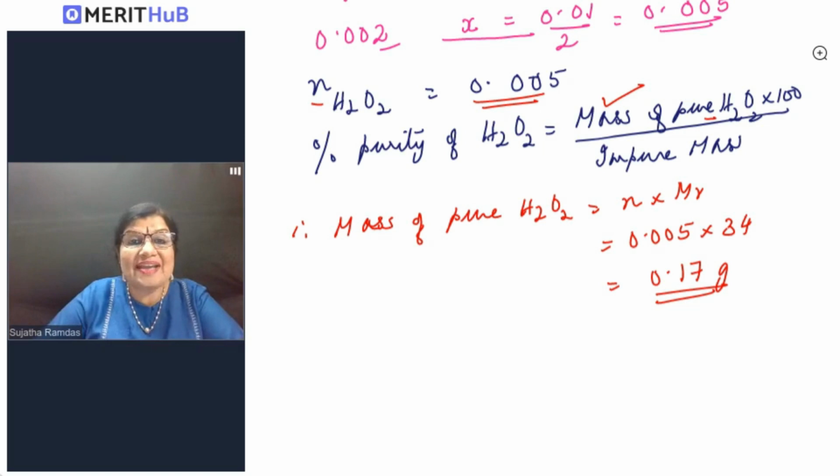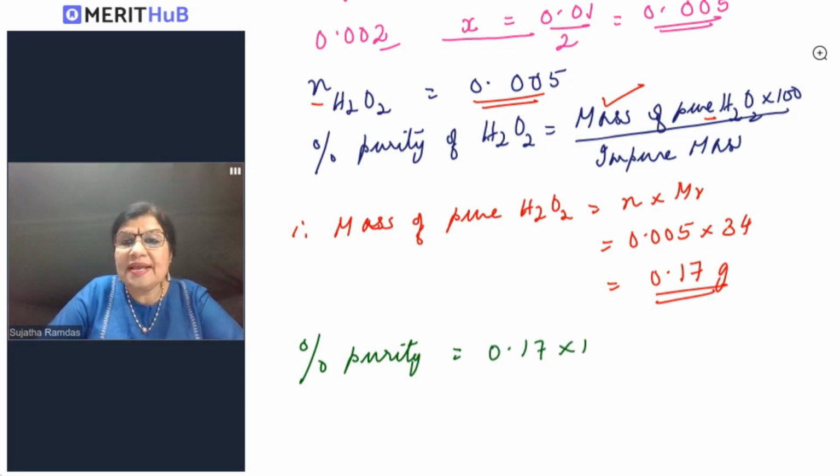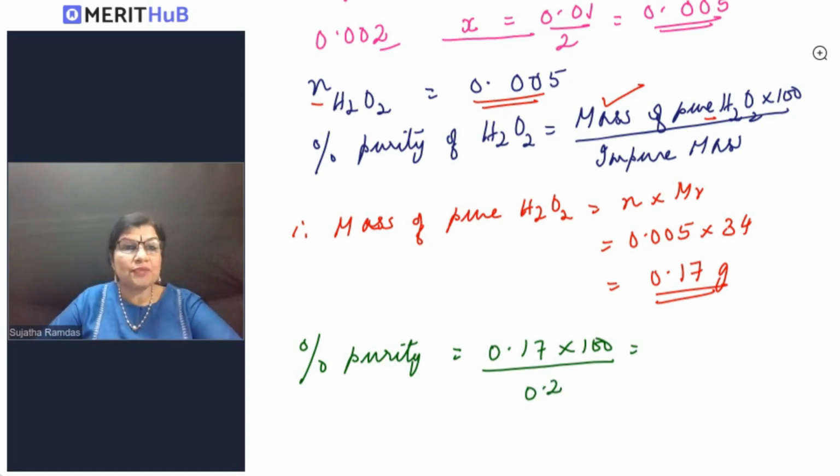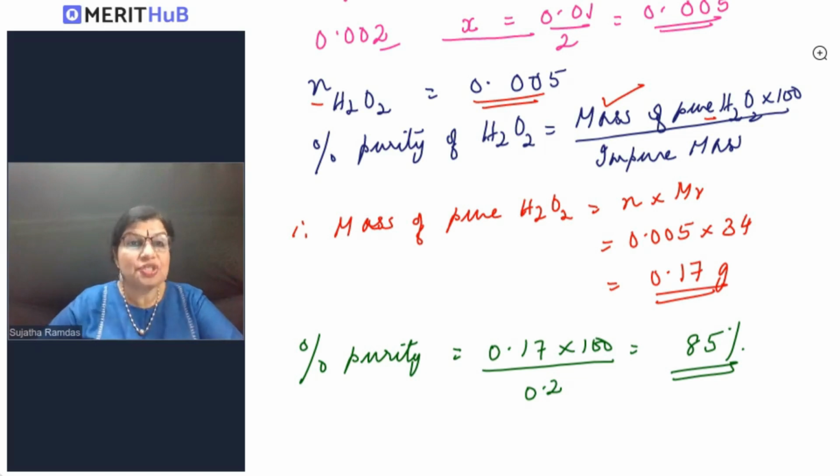So what is the final step in this reaction? Percentage purity is equal to 0.17 into 100 divided by 0.2. So if you calculate this, you will get 85%. So that is the percentage purity of hydrogen peroxide in this impure sample.